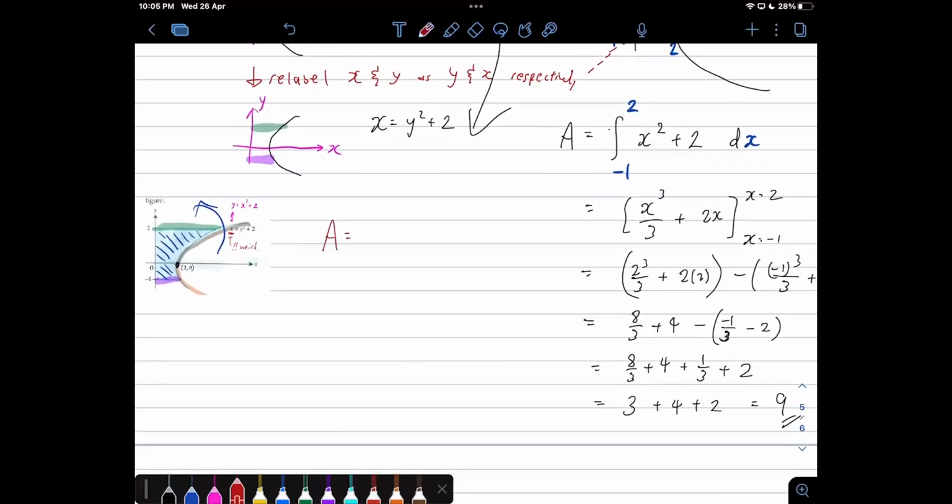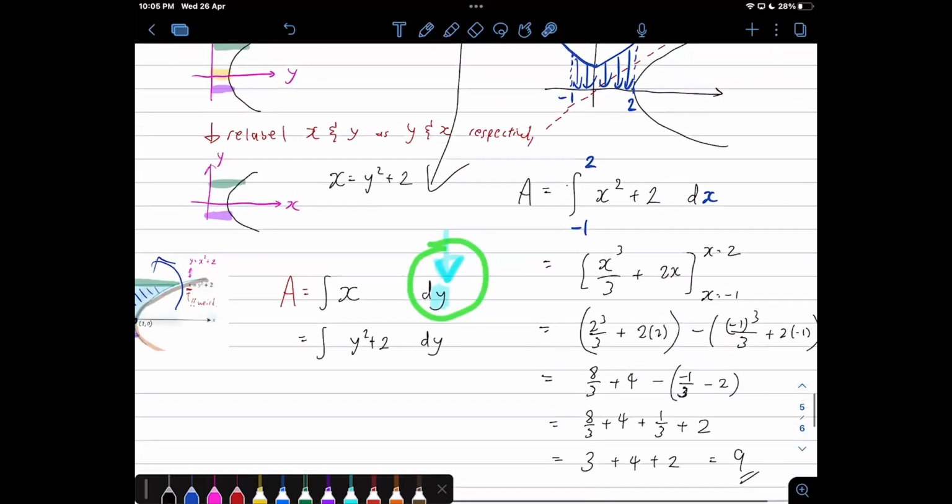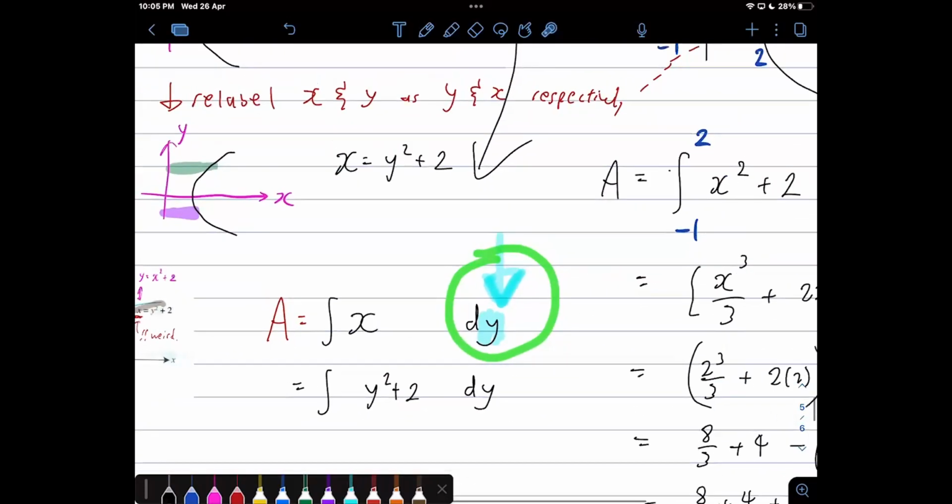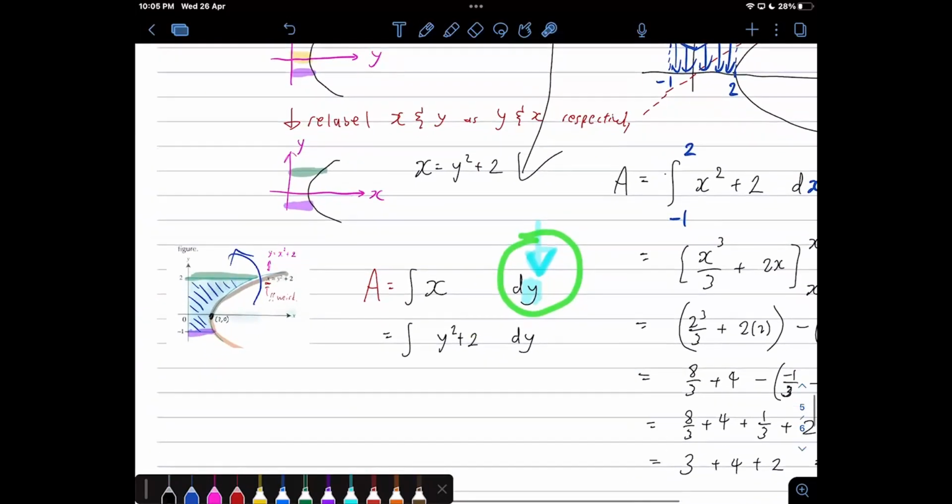So here, capital A, the area, is the integral of this function. You have x as the subject, right? So it's x here, then dy. But you want to replace the x with y squared plus 2 dy. Here, what letter do you see? Dy. This dy means that y is the variable of the integral.